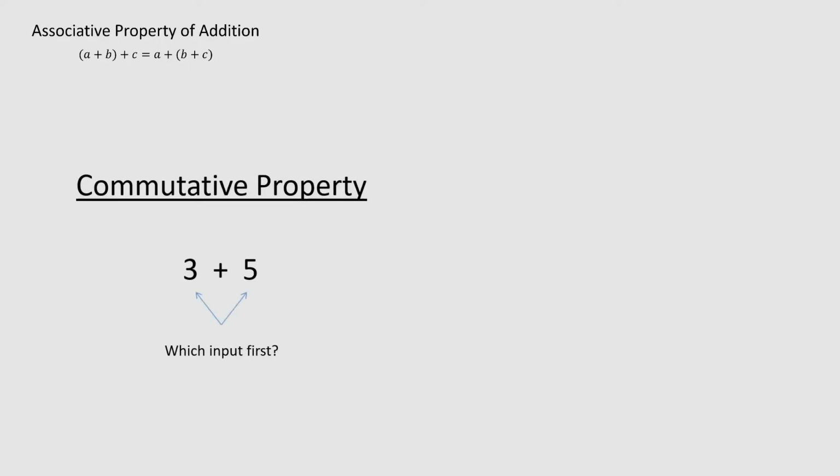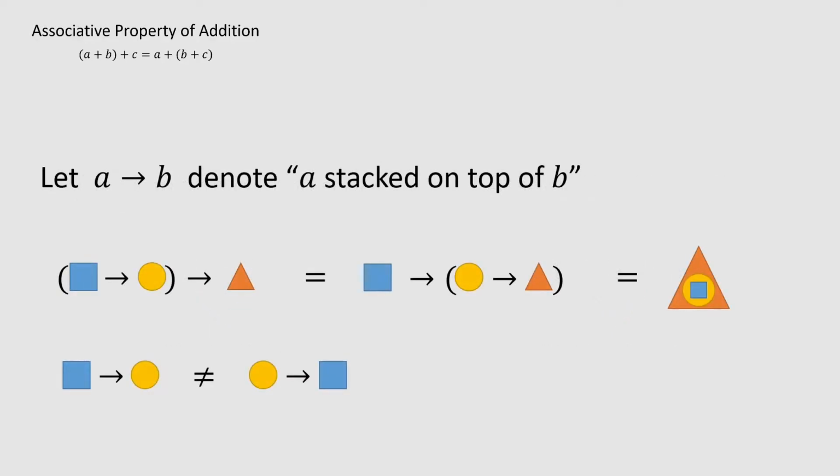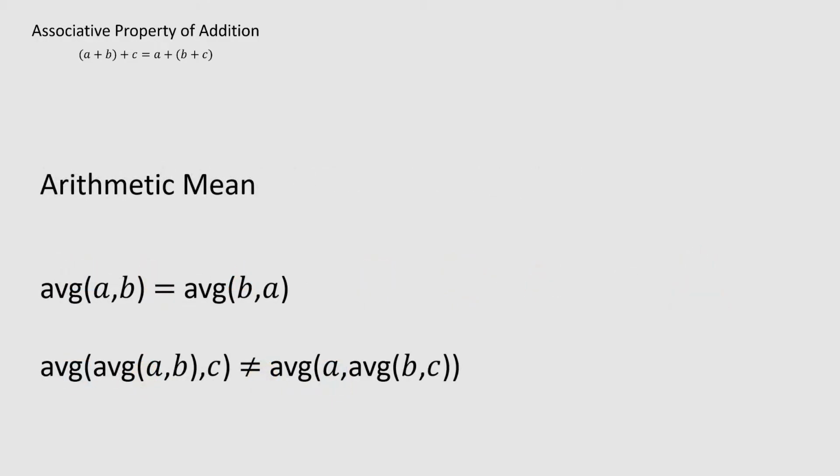The commutative property states that the order of inputs doesn't matter, whereas the associative property states that the order of evaluation doesn't matter. These are actually different, and there are things that are associative but not commutative, as well as things that are commutative but not associative.